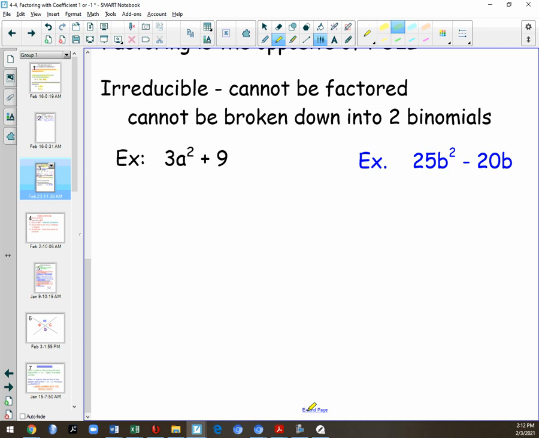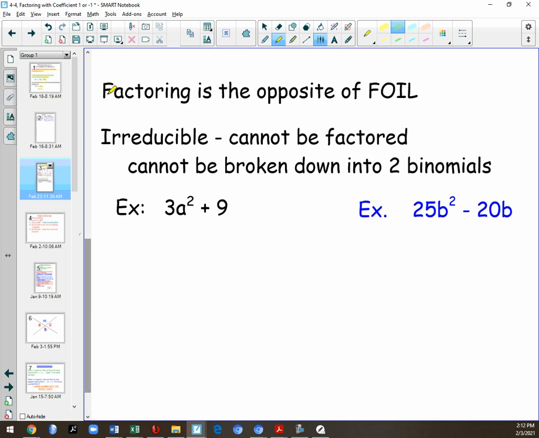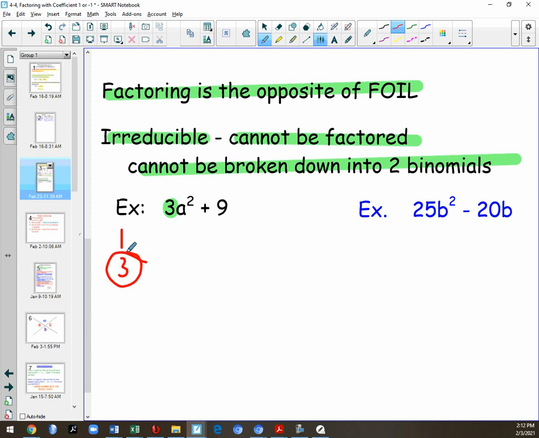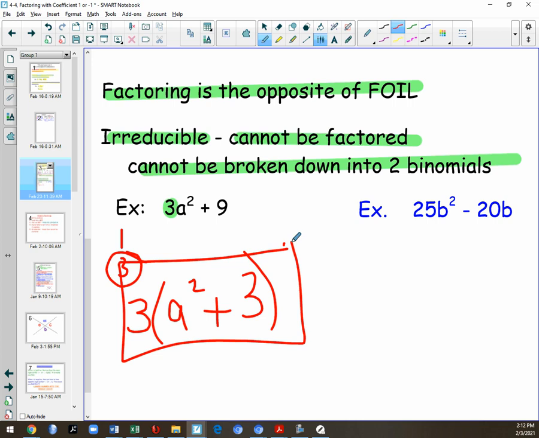So let's go ahead and factor these. Now, factoring is the opposite of FOILing, which we already talked about. Irreducible is something that cannot be factored into two binomials. So we are going to first go ahead and do 3a squared plus 9. Well, the smallest number up there is a 3. So the factors of 3 are 1 and 3. Does 3 go into 9? The answer to that is yes. So we're going to pull out a 3 by division. 3a squared divided by 3 is just a squared. 9 divided by 3 is simply 3. This is as far as I can go.